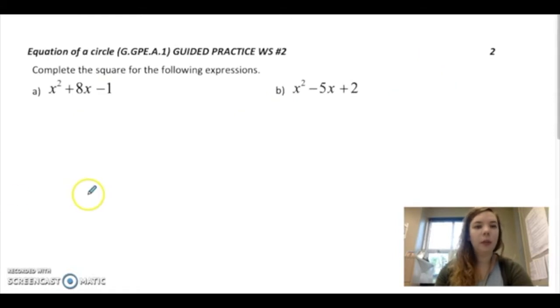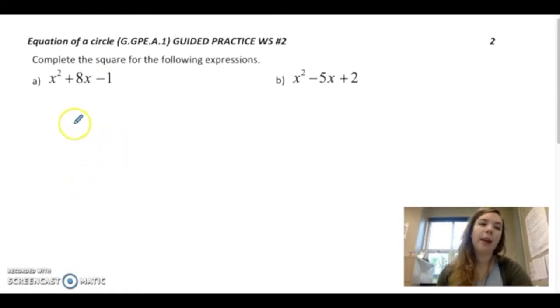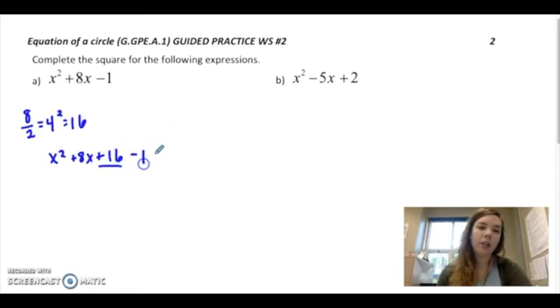So on the next side, complete the square for the following expressions. I need, if I take 8 divided by 2, that's 4. 4 squared is 16. I need this to be 16. All right, so if I have x squared plus 8x plus 16, and then I still need to do negative 1 plus 16. Okay, I have to add it to both pieces. All right, so then I would have x plus 4 squared plus 15.